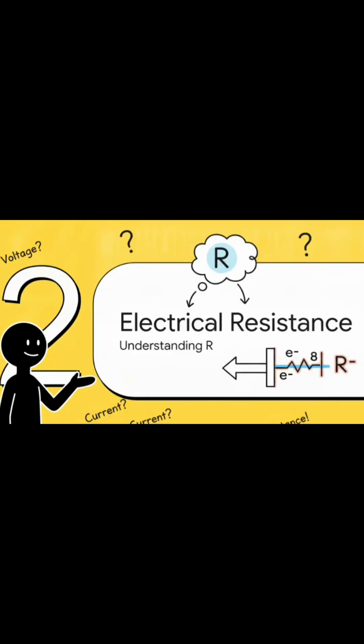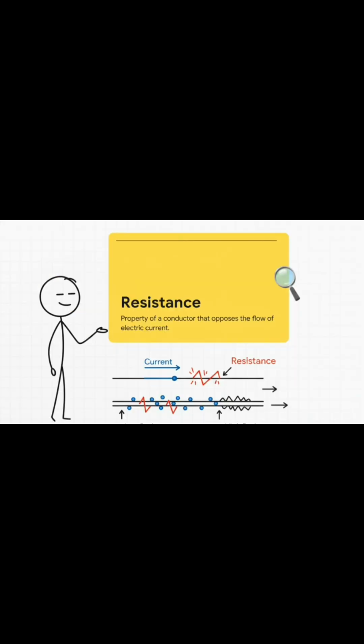Which brings us to Section 2, understanding electrical resistance. So what is resistance anyway? Basically, it's the property of a conductor that actively opposes the flow of electric current. I like to think of it as a physical obstacle, or kind of like an internal friction inside the wire itself. The electrons are desperately trying to move through the material, but the material is literally fighting back, making it tougher for them to squeeze through.